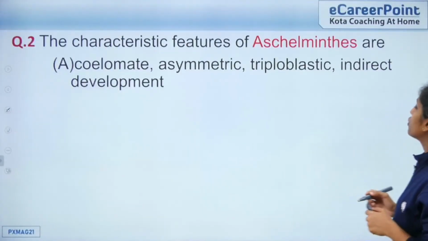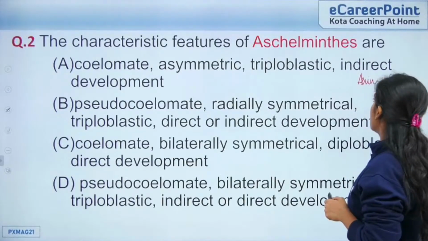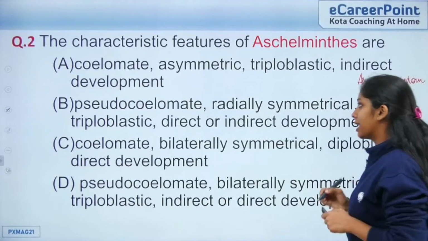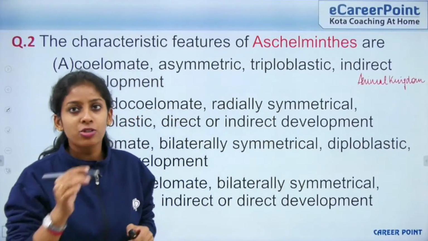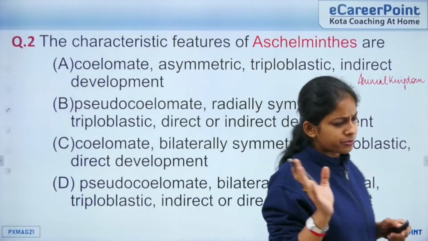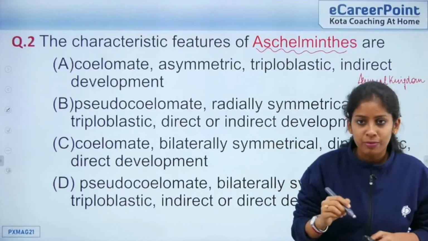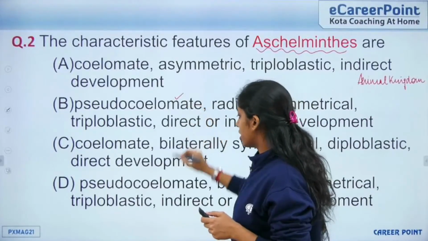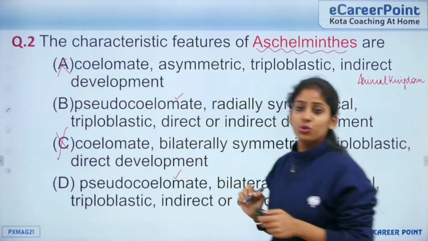The characteristic features of Aschelminthes are. This question comes from the chapter Animal Kingdom, and Aschelminthes come under the 5th phylum. The first phylum is Porifera, then you have Coelenterata, Ctenophora, Platyhelminthes, and then Aschelminthes, probably the 5th. Aschelminthes have one significant point that you have to remember, that is they are pseudo-coelomates. So where are the pseudo-coelomates coming? Here and here. So directly you can eliminate these two options and look for the pseudo-coelomate.